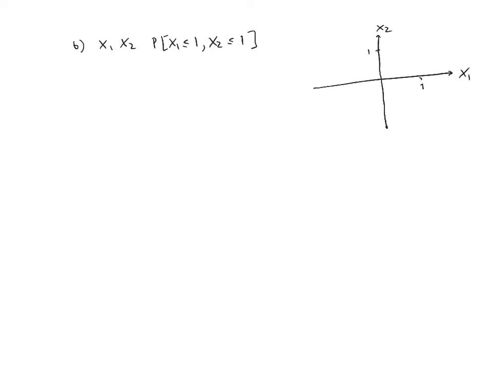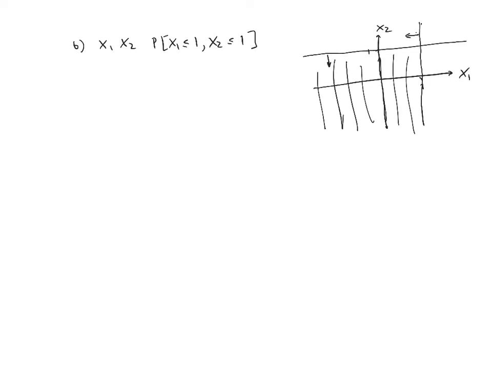One condition is that x2 has to be less than or equal to 1. That means x2 is below this line. And x1 has to be less than or equal to 1, which means that x1 is to the left of this line. And it says we have to be in this region.